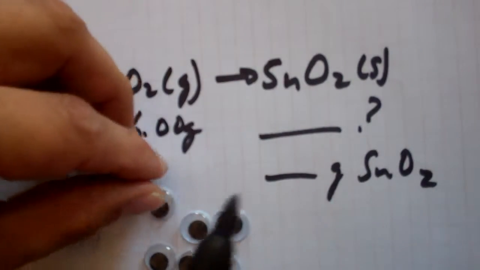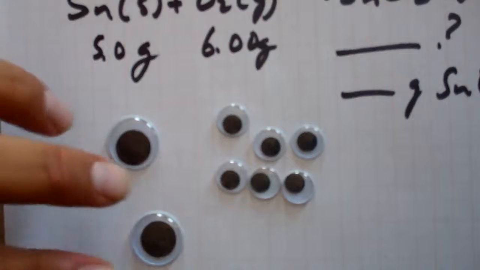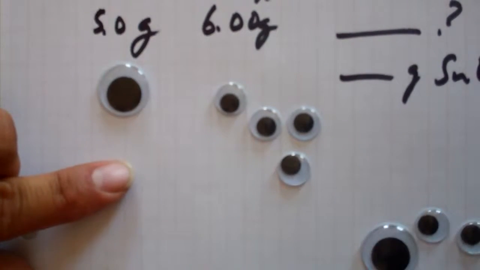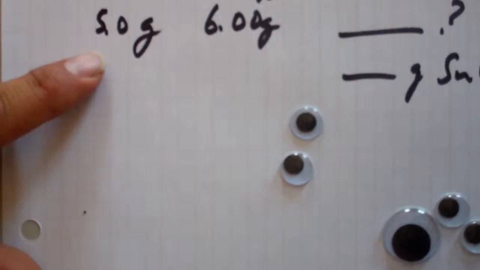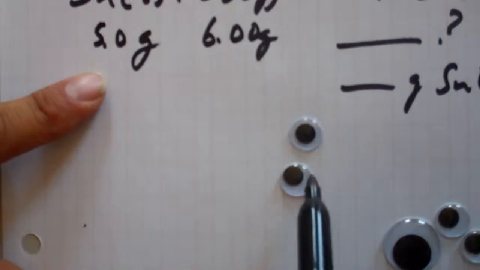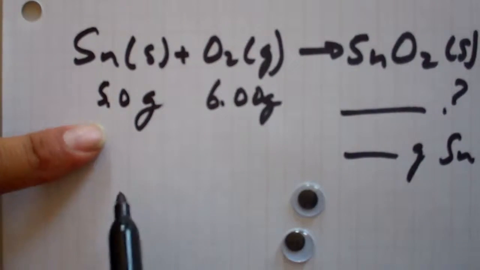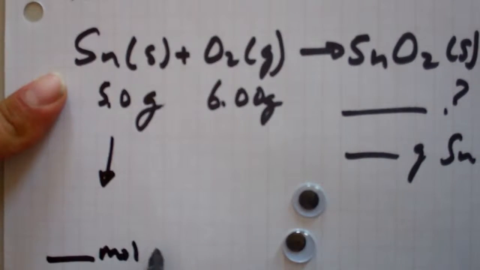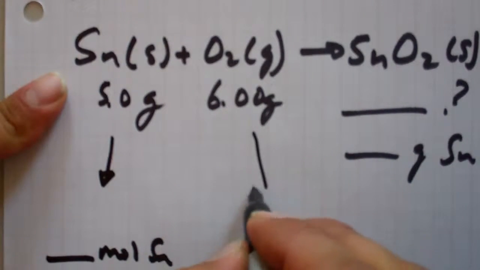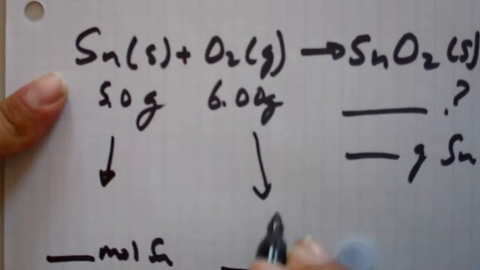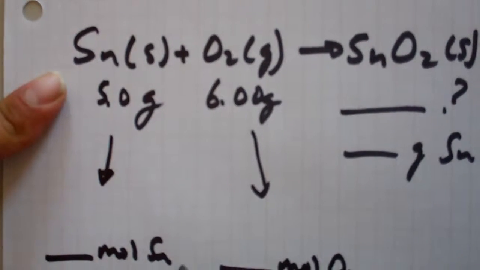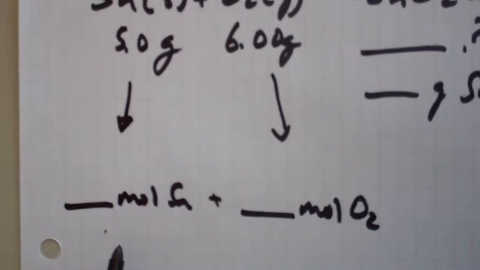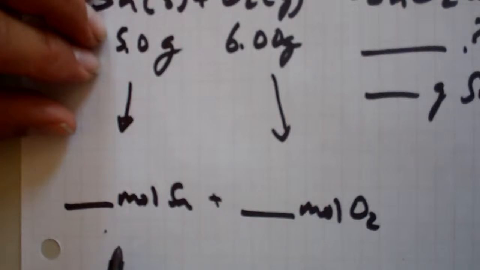What you have to do is figure out how many individual atoms you have, and then you know, okay, 1 of these reacts with 1 of these. So the only way you can tell how much you have left over is by figuring out the exact number of moles of Sn and O2. If you can figure out the number of moles of Sn and the number of moles of O2, then you can really figure out which one of these runs out first. And the one that runs out first is going to tell you the maximum amount of product you can make.